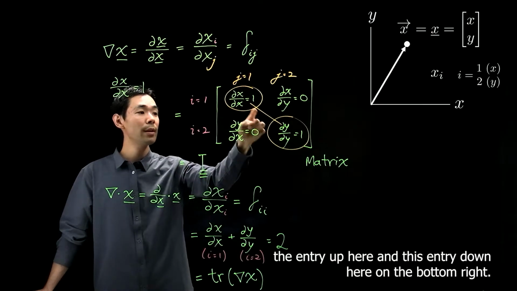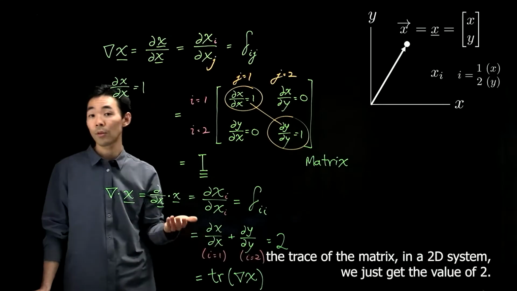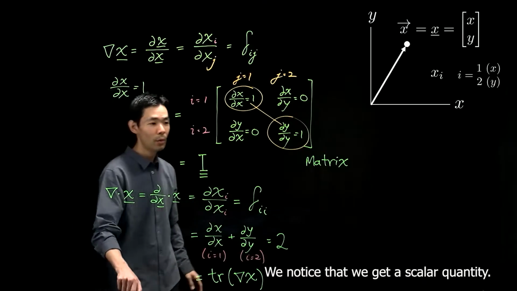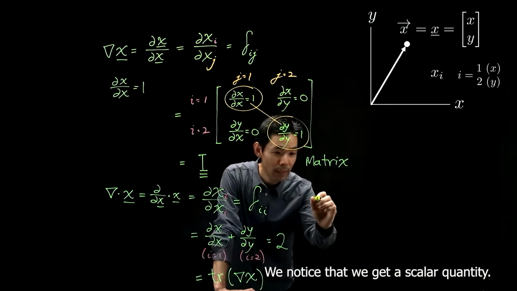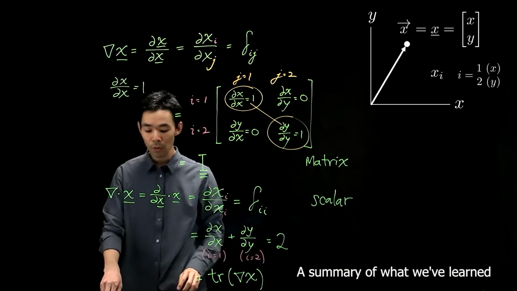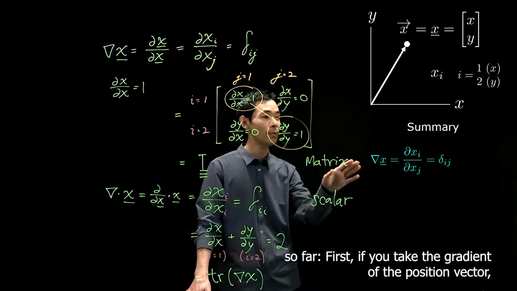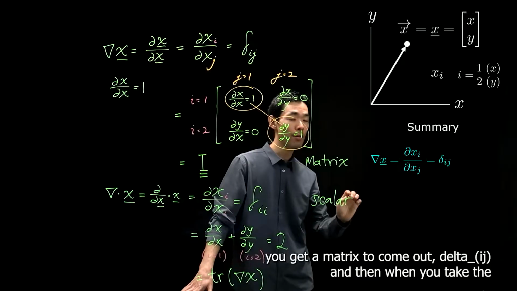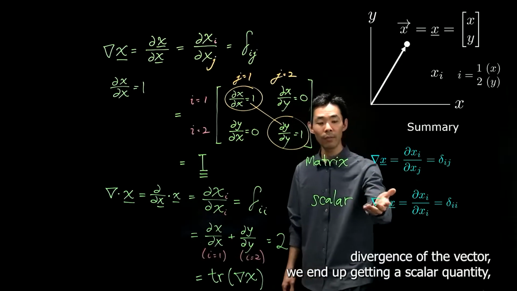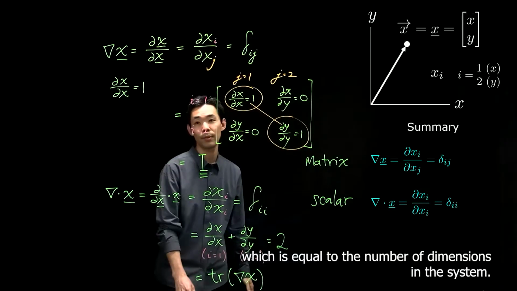So this entry up here and this entry down here on the bottom right. And of course, the sum of those two is the definition of the trace of the matrix. And in the two-dimensional system, we just get the value of 2. So what you'll notice is that in this case, what we found is a scalar quantity. Okay? So just as a summary of what we've learned so far, first, if you take the gradient of the position vector, you get a matrix to come out, delta ij. And then when you take the divergence of the vector x, what we end up getting is a scalar quantity, which is equal to the number of dimensions in your system.